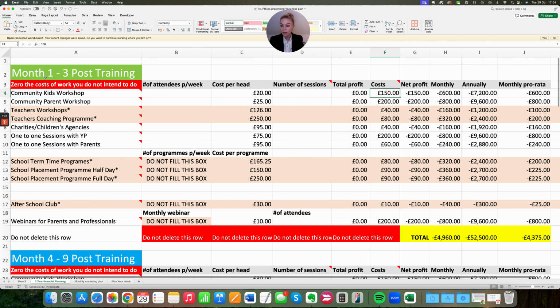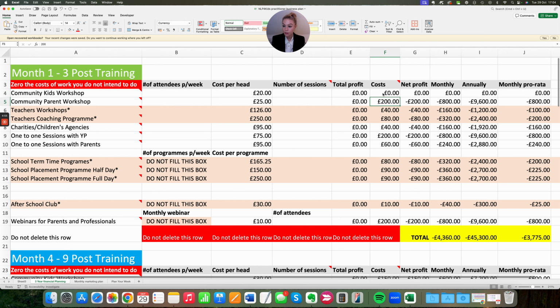Now, in months 1 to 3 after your training, there are going to be plenty of areas of work that you're not going to do. That being said, you might already have a network of people that you can reach out to start running some workshops with their children, and you're super confident to do it. Don't let me stop you. But I am going to say, based on my experience of working with new practitioners, it's probably not the first thing that people do. So I am going to 0 the costs for that one.